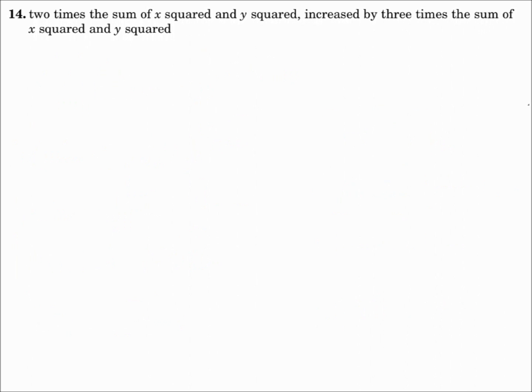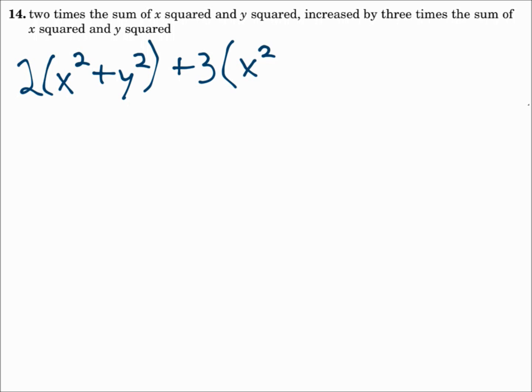Number 14. 2 times the sum of x squared and y squared increased by 3 times the sum of x squared and y squared. 2 times what? The sum. What's being added? X squared and y squared. Increased by is added. 3 times what? The sum of what? X squared and y squared. So there is our expression.